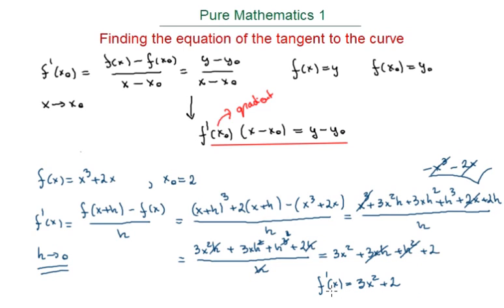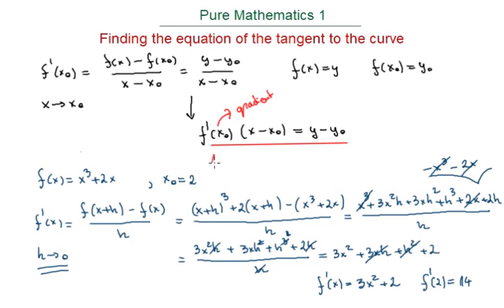Now that we have our derivative, f'(x) is equal to 3x squared plus 2, we can replace x with the value that we want, with x0, which is 2. So then f'(2) will be equal to 3 times 2 squared, that's 4, 12, plus 2 is equal to 14. So we know the gradient of the tangent to the curve in the point where x equals 2. But what we want is the equation of the tangent, not just the gradient. So we replace this in the formula for the equation of the tangent. f'(x0) is f'(2), because x0 is 2.